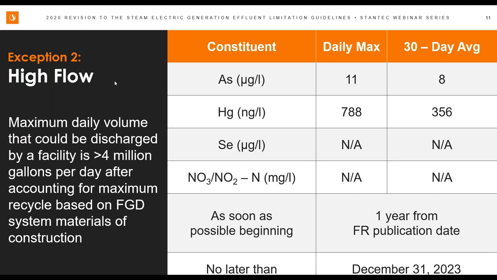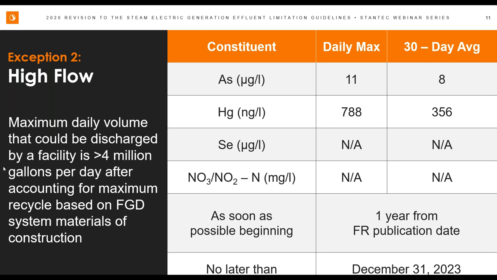My crystal ball indicates, and so does my Google News feed, that the environmental groups have taken notice of the high flow exemption and are getting their arrows sharpened and their quivers loaded. So be prepared, as any good Boy Scout. The as soon as possible date for compliance with these limits is 1 year after publication.